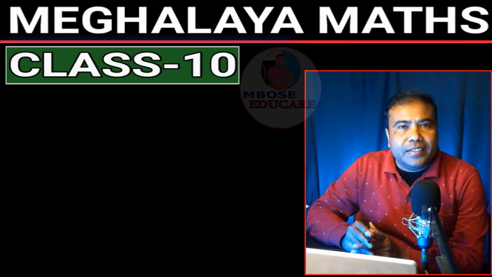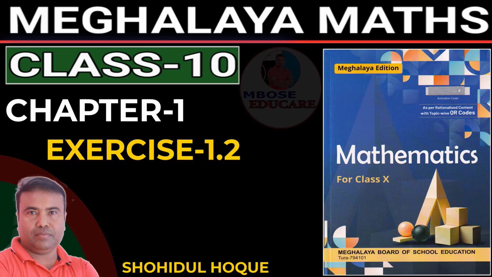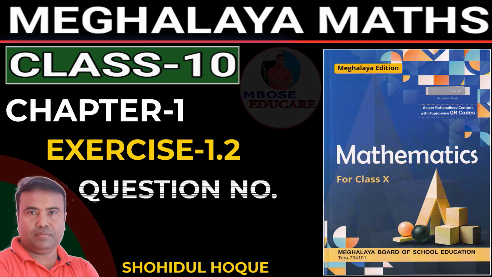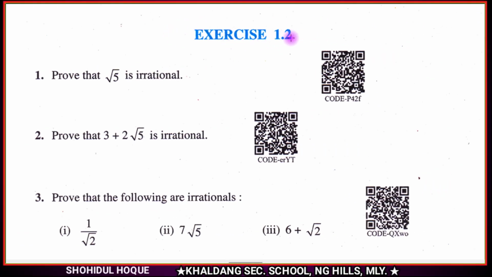Mathematics Class 10, New Book, Chapter 1, Real Numbers, Exercise 1.2, Question number 1, 2, and 3. In this exercise, altogether 3 problems are there to solve. In this video today we shall solve question number 1, 2 and 3, that means all the problems. Let us take first question number 1.